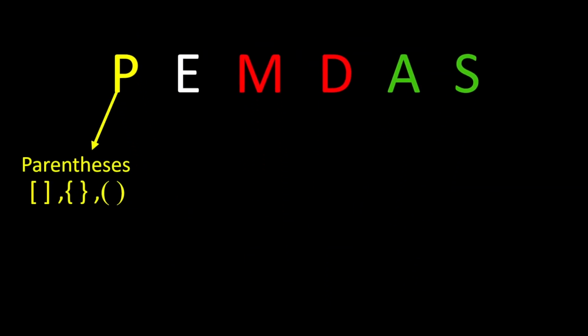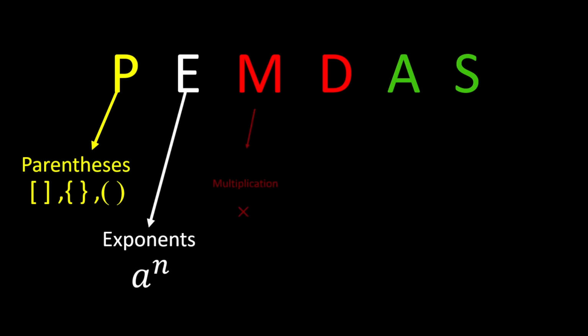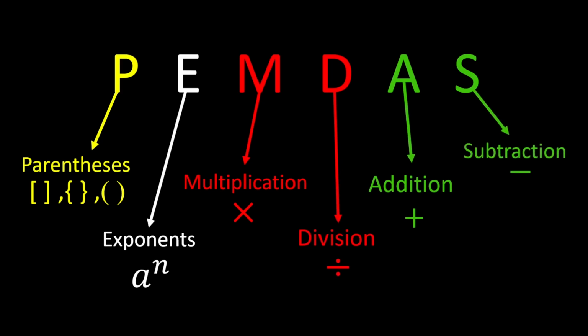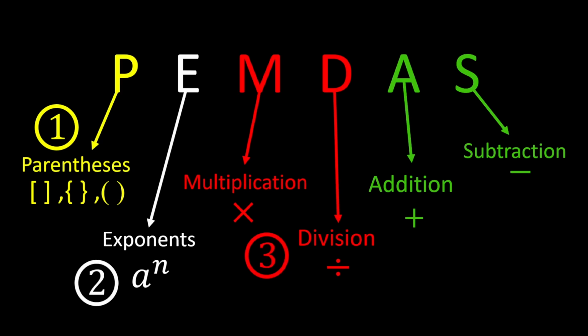In PEMDAS, P stands for parentheses, E stands for exponents, M stands for multiplication, D stands for division, A stands for addition, and S stands for subtraction. According to PEMDAS, in every mathematical expression, we first solve the expressions inside the parentheses, then we calculate exponents, then multiplication and division, and finally, addition and subtraction.